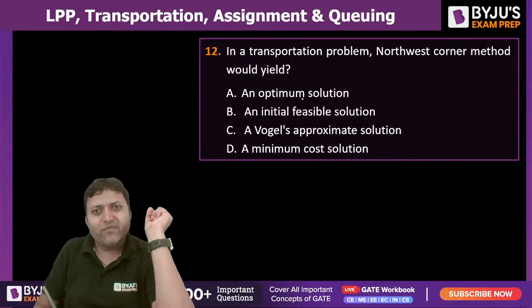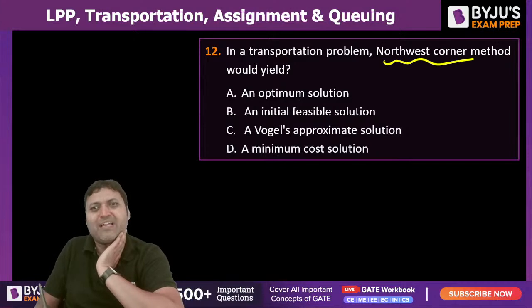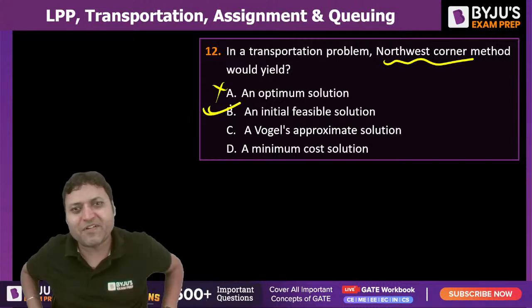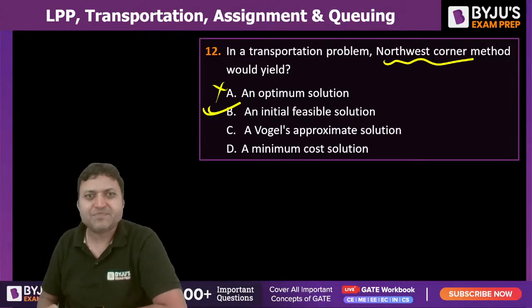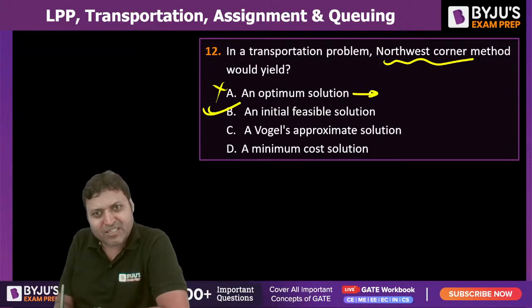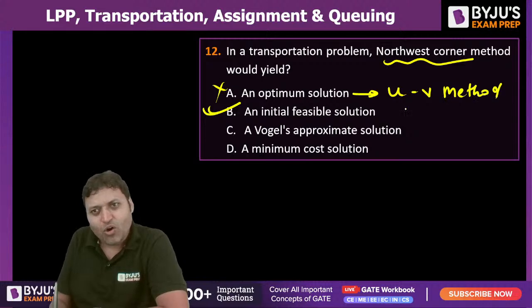So question number 12, in a transportation problem, northwest corner method would yield. It will not give an optimum solution. It will not give a Vogel approximation solution. It will not give a minimum cost solution. It will give an initial feasible solution. The northwest corner method will give an initial feasible solution. The optimum solution is given by the UV method or method of multipliers.